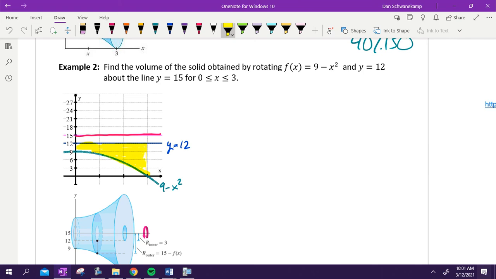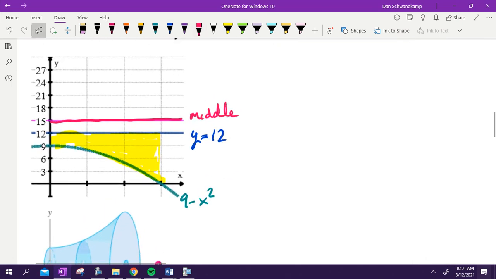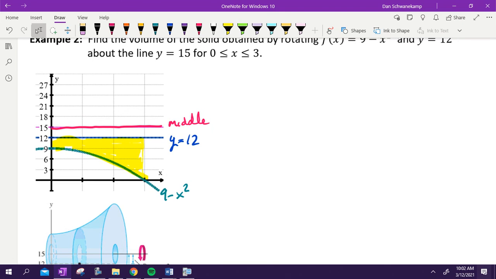That is my shape. That is my shaded region. I am revolving around the line y equals 15. This is the middle. That pink line there is the middle of my graph. So if I revolve around that line, show me with your finger, what's the revolution going to look like? This way. Which way am I perpendicular to when I revolve that way? Am I perpendicular to the x or the y? The x. This is a dx problem because I'm rotating this way. So this is a dx problem.